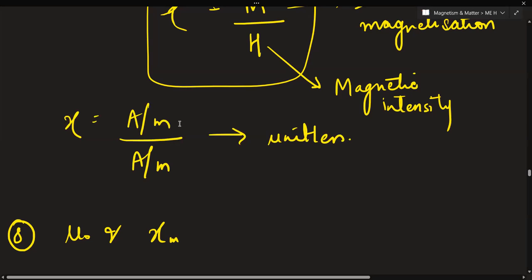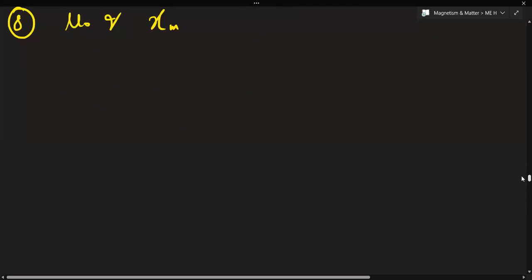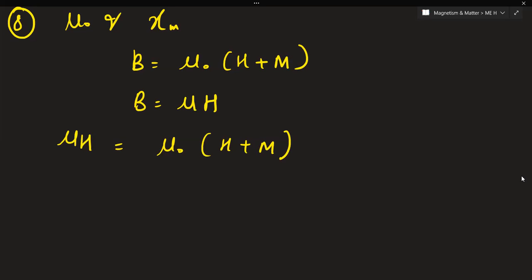Last thing, the relation between magnetic susceptibility and magnetic permeability. We have discussed that B is equal to mu naught into H plus M. Take this into your notes. And B is also equal to mu H. This also we have seen. Now, putting B as mu H, you get mu H is equal to mu naught into H plus M. Divide all the terms by H. So you get mu is equal to mu naught into 1 plus M by H.